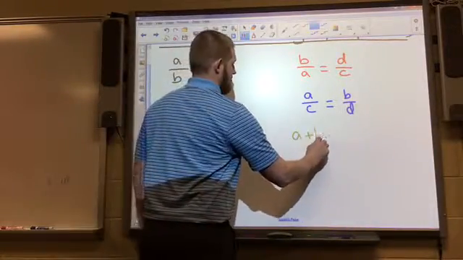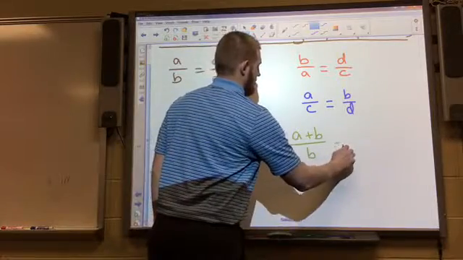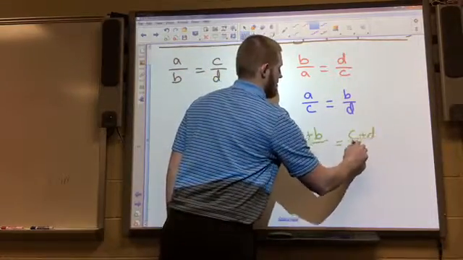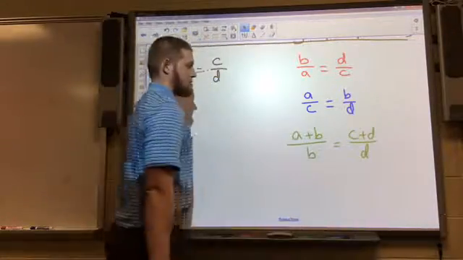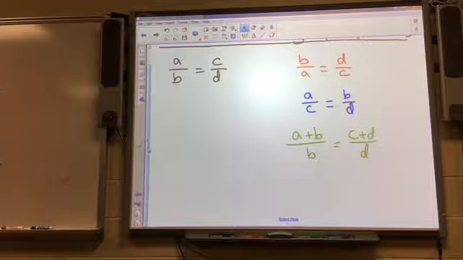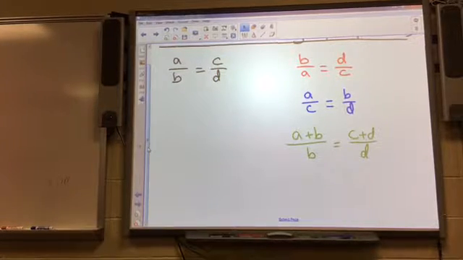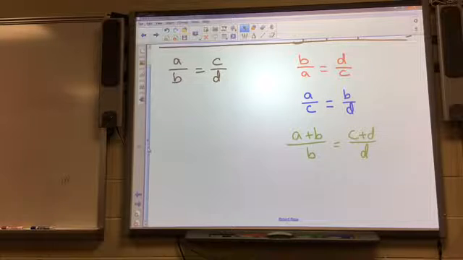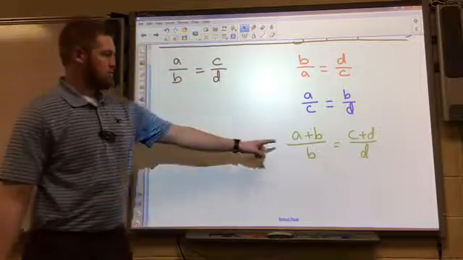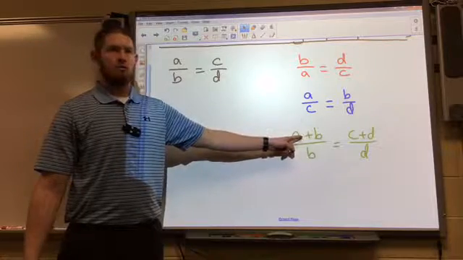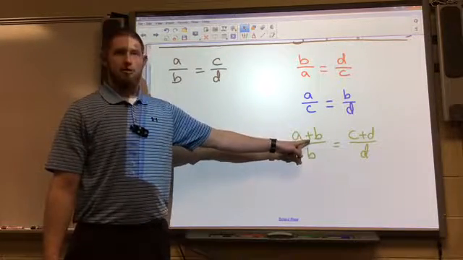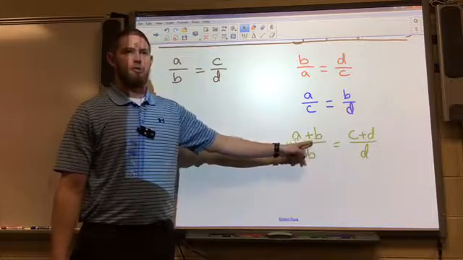Now the other one, which is a little bit different than the rest, is this. I can also do A plus B over B equals C plus D over D. What did I do to get that? What did I do to the top? What did I add here? I added more than just a plus sign. What else did I add? The B. Where'd the B come from?